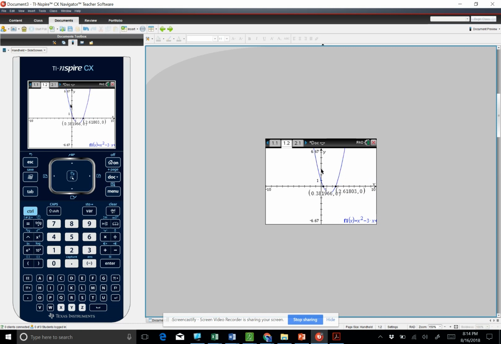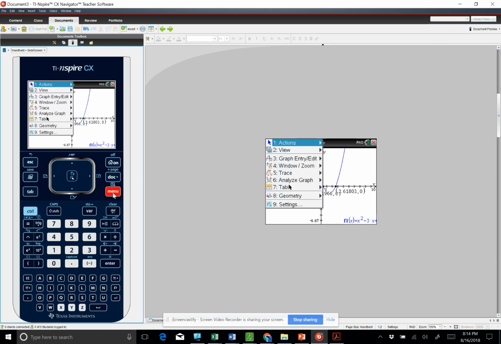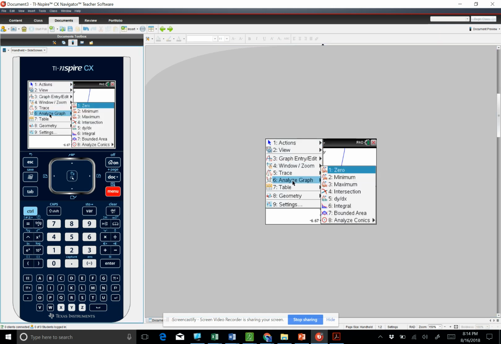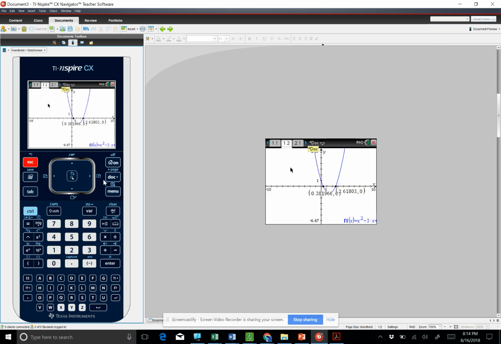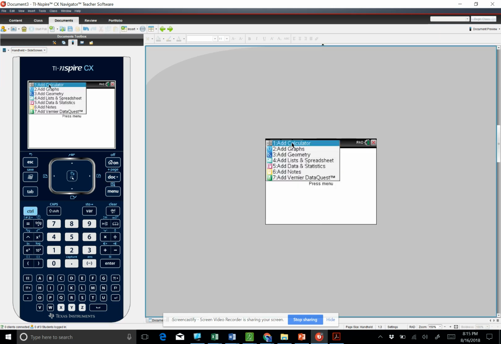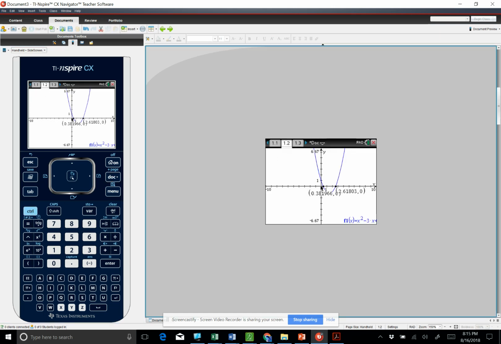Now the y-intercept is where the x value is equal to 0. So the way I'm going to do that is, let's see, I need to, let me see if it's under here, menu, analyze graph. Nope, I can't do value. All right, so I'm going to insert a page here. I get a calculator page. Okay, so you're in your Scratchpad. I did a little document here. So in your Scratchpad, you have your graphs page and you have your calculator page.